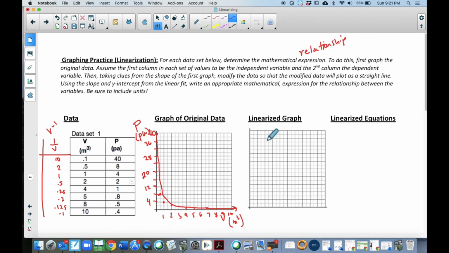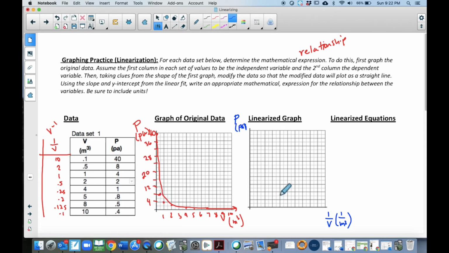Okay, now we are going to make a new graph. For this case, the Y column is still pressure measured in pascals, but the other column is now, instead of V, 1 over V, and that would be measured in 1 over meters cubed. That's 1 over volume. My hash marks for the y-axis, the P, are still going to be the same. I'm going to count by 4s on my y-axis.